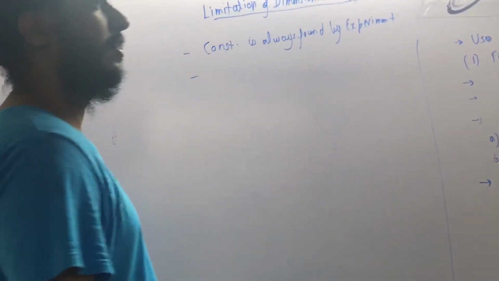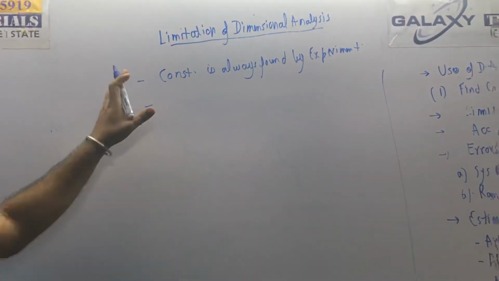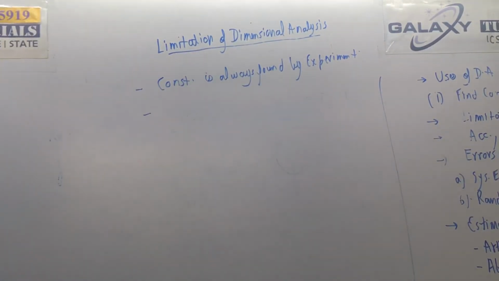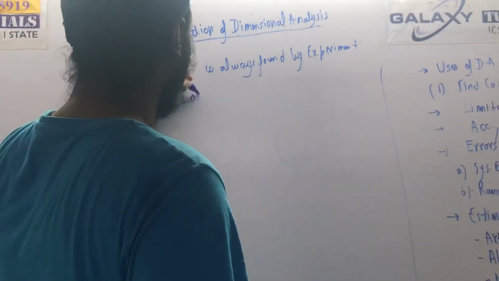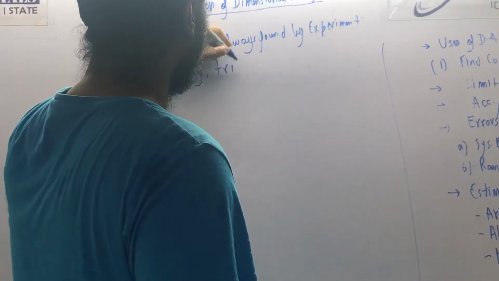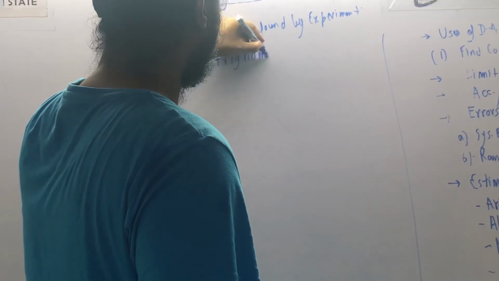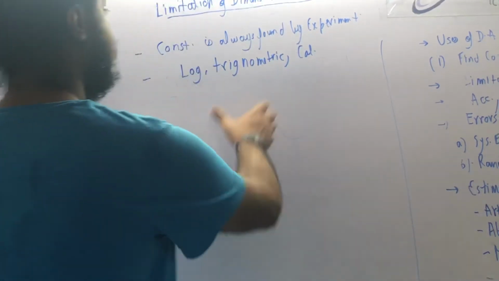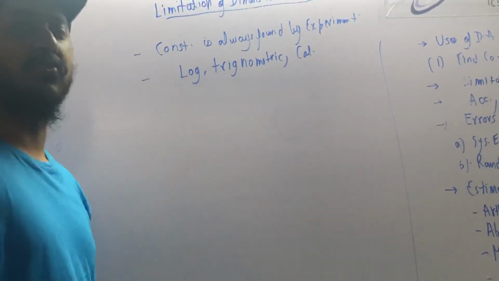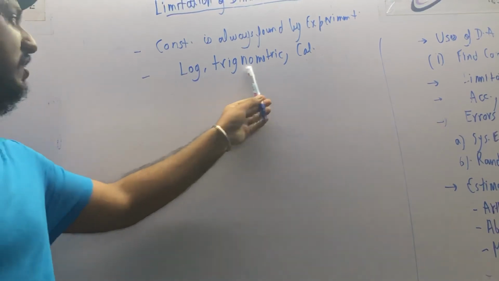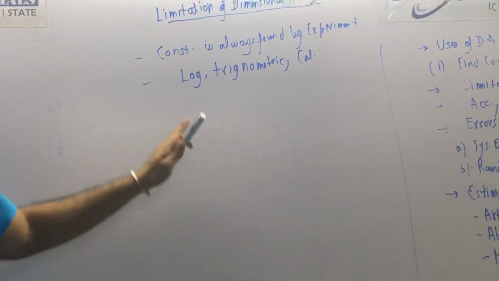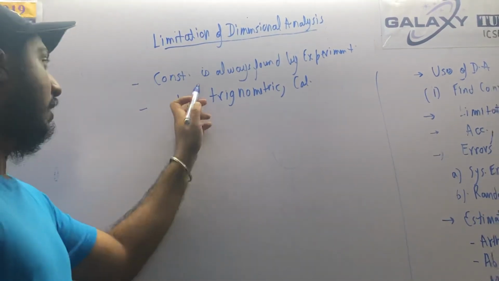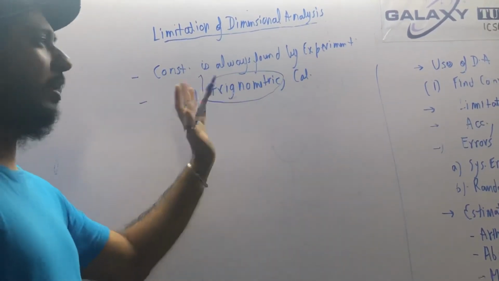Second limitation is that dimensional analysis cannot be used to find the formulas where log, trigonometry or calculus functions are used, okay. Why? Because basically these functions are dimensionless quantities, so you cannot use it. We have studied trigonometry, I hope you know log also. Basically they don't have any unit.